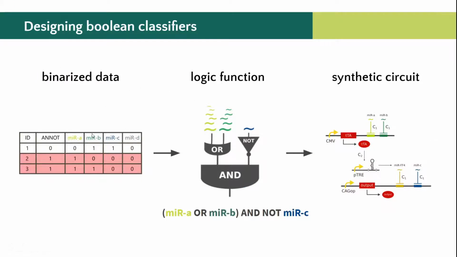Then we employ our binarized data to look for relationships between the microRNA profiles and the sample annotation, and such relationships may be represented, for example, by logic functions, like this one here in the middle. This function says that microRNA A or microRNA B has to be upregulated and microRNA C has to be downregulated to classify a cell as cancerous. The logic functions that are the most accurate ones and are also at the same time the least complex ones are baselines for the circuit assembly in the wet lab.